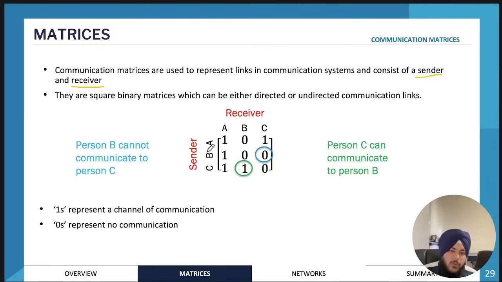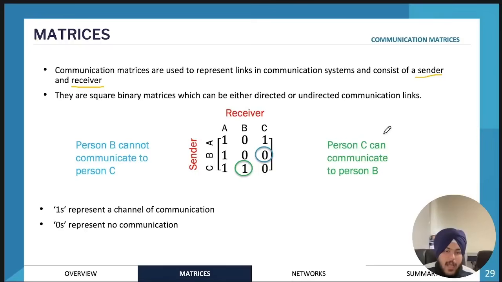Whereas if there's a 0, so for example, B and C, if we look at the union of B and C, there is a 0. So that means B, who is the sender, cannot send a message to C. It's a little bit strange sometimes, because if C can send a message to B, why can't B send a message to C? But that's just how it is sometimes.